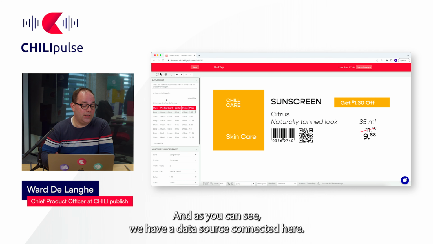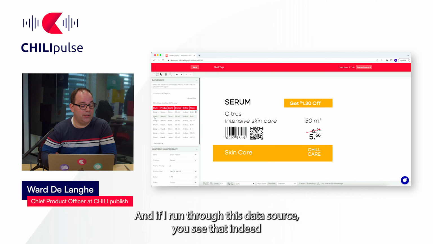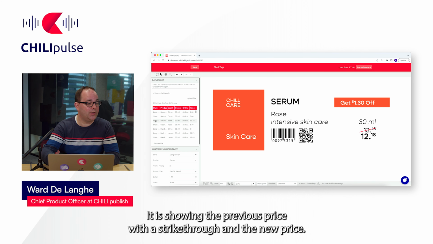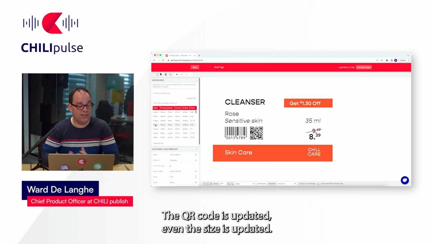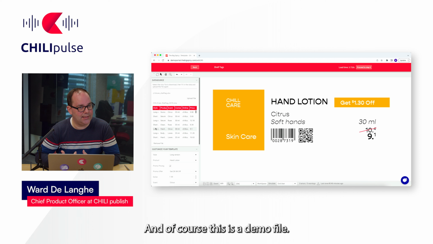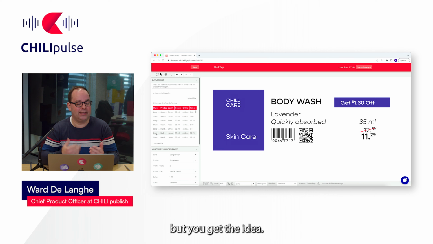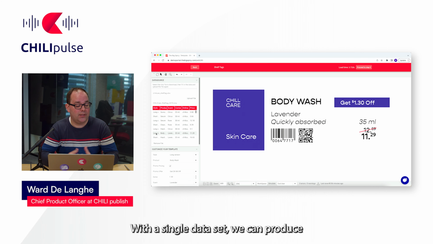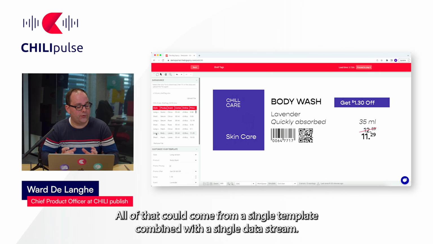And as you can see, we have a data source connected here. If I run through this data source, you see that each item is generated on the fly. It is showing the previous price with a strikethrough, the new price automatically, the barcode is updated, the QR code is updated, even the size is updated. And of course, this is a demo file, so we do that on purpose. We change the size and everything constantly, but you get the idea. With a single data set, we can produce different sizes, different campaigns, different products, different pricing. All of that could come from a single template combined with a single data stream.